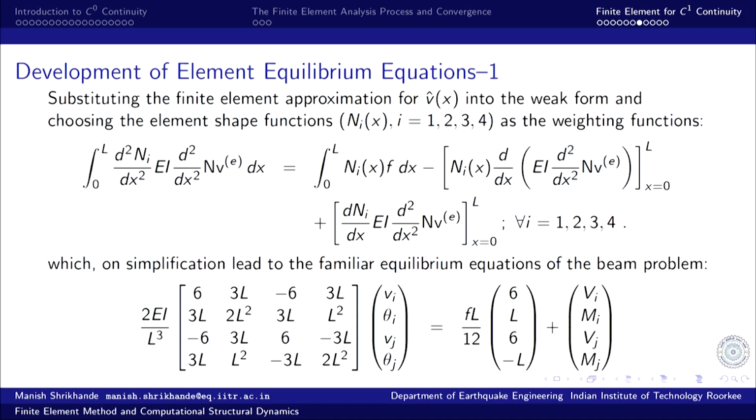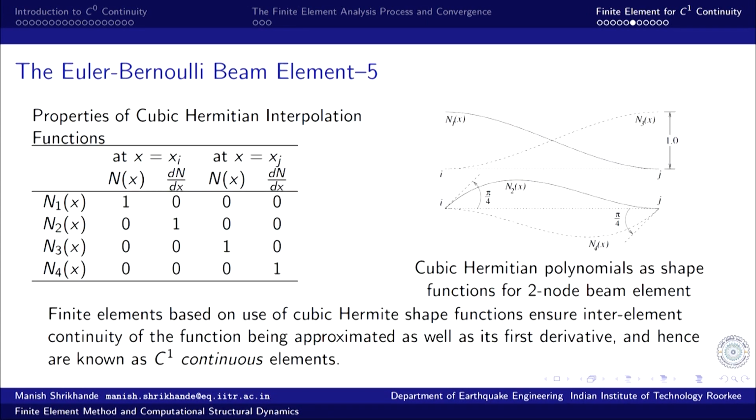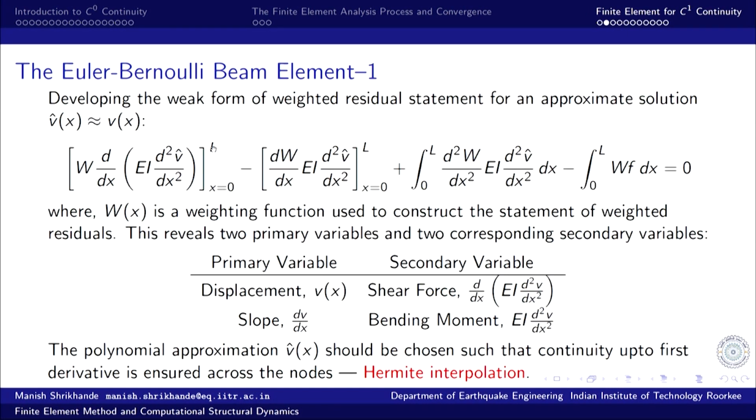And because of these properties of these interpolation functions, the boundary terms would obviously... Of the 4 boundary terms, because each of these boundary terms is evaluated at 2 points, x is equal to 0 and x is equal to L, there are 4 boundary terms in this weak form.